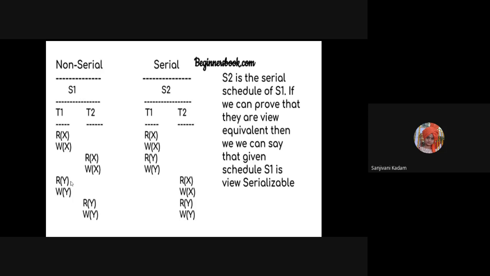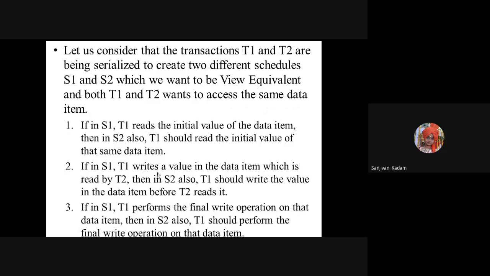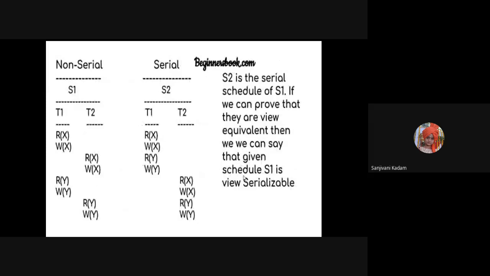Now the second condition is that if in S1 T1 writes a value in a data item which is read by T2, it means first T1 is writing the data item and T2 is reading it. Now let us check. Here write X is performed by T1 and the updated value is read by T2.